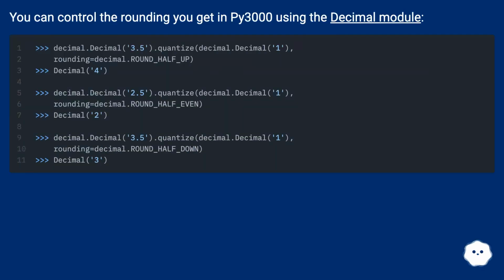You can control the rounding you get in Python 3000 using the decimal module.